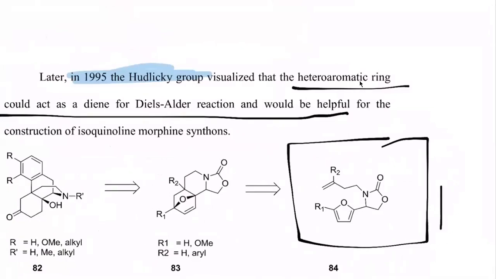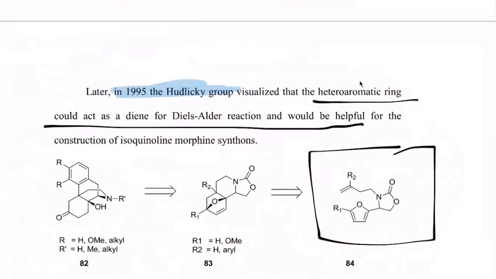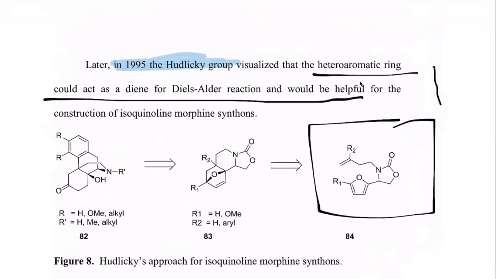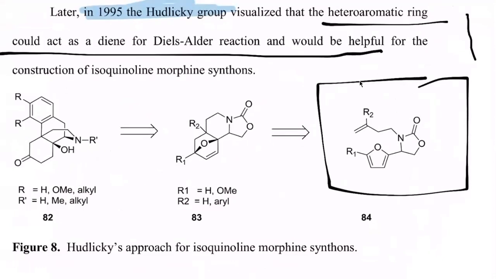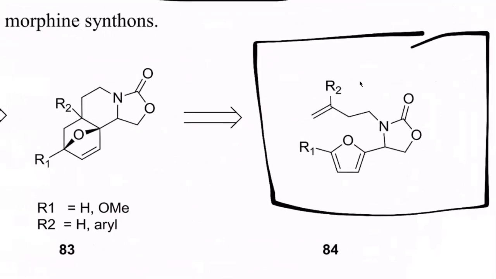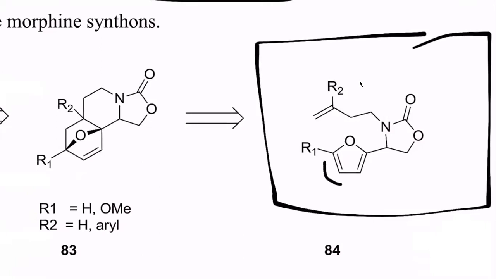All right, so here's another example, another Diels-Alder example. Let me scroll down and give you the right page. This is on page 18, right? And you can see right here, this precursor 84 is the precursor to this morphine backbone that's shown in 82. So the precursor in 84, one of the steps in getting to the backbone in 83, and then from 83 to 82 is an intramolecular Diels-Alder reaction between this diene right here, this furan, and the alkene here.